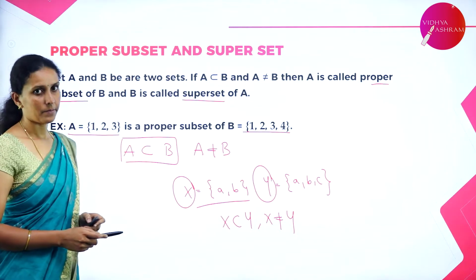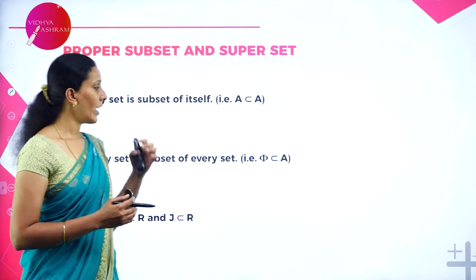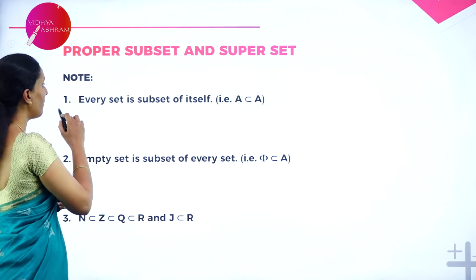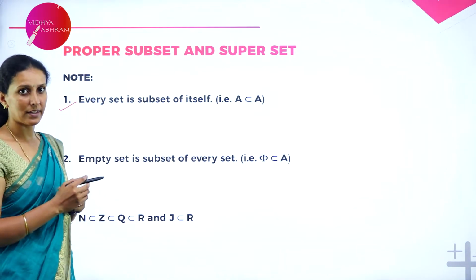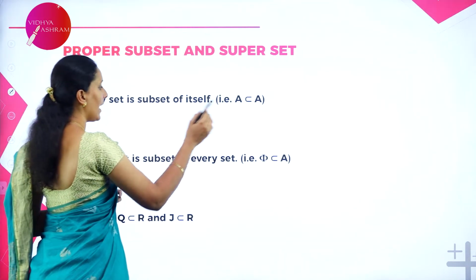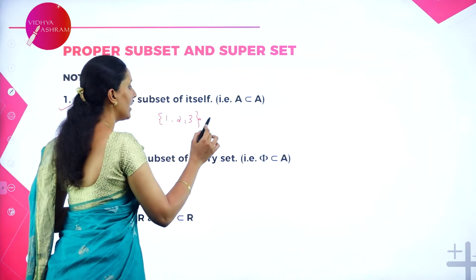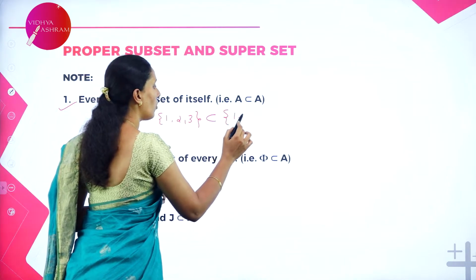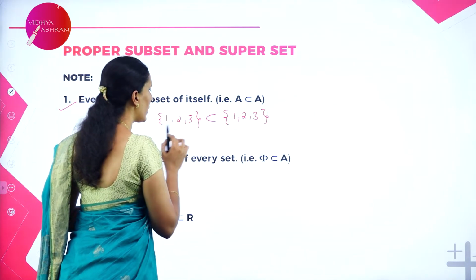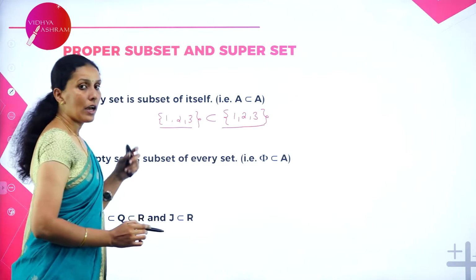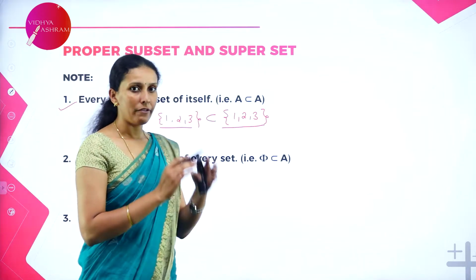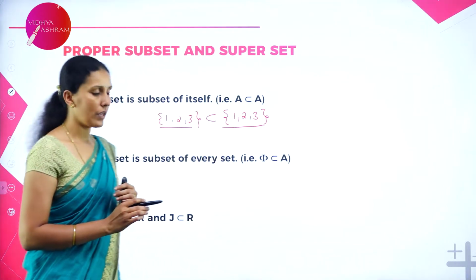So in terms of subsets, we have a very important thing to note: every set is a subset of itself. Suppose I take set A as {1, 2, 3}. Clearly we can say this set is also a subset of {1, 2, 3}. So clearly you can see here 1, 2, 3 are contained in A. So every set is a subset of itself.